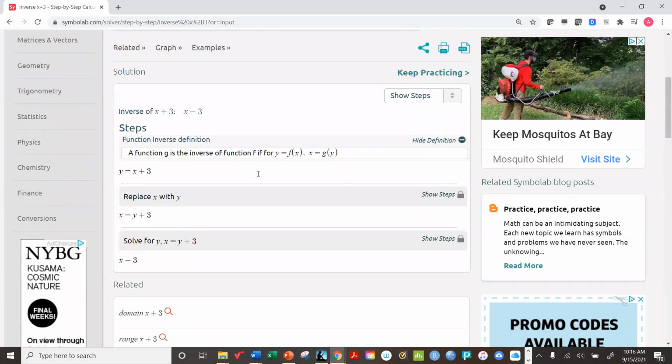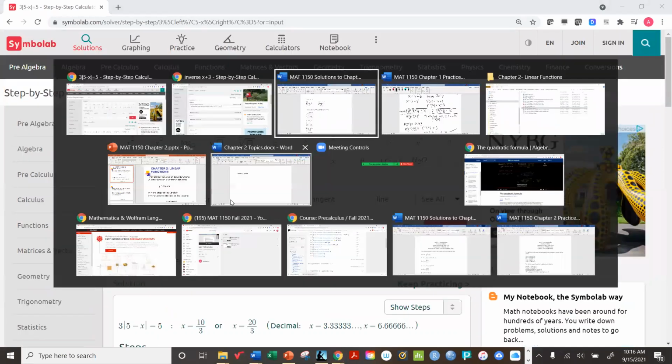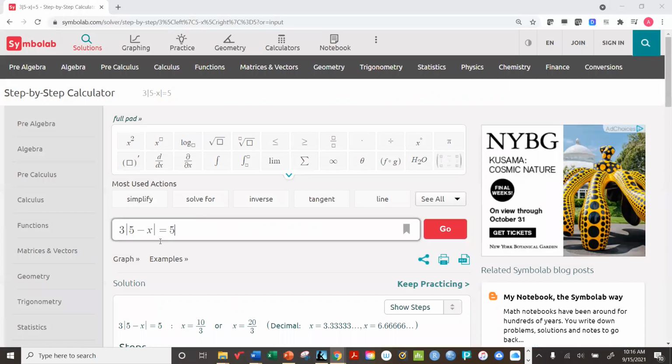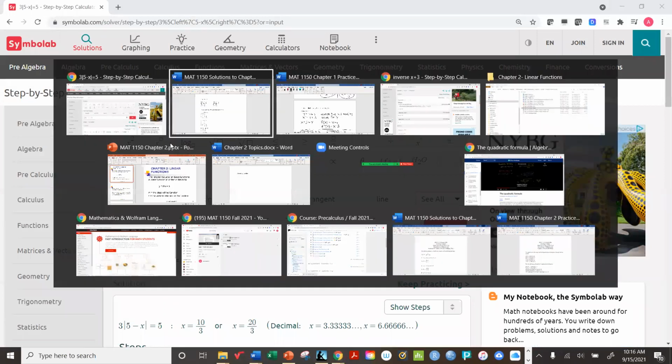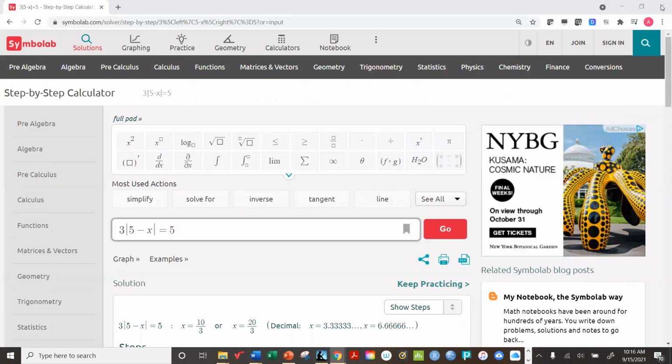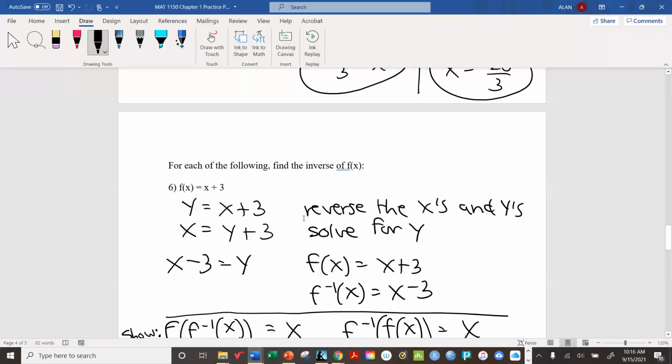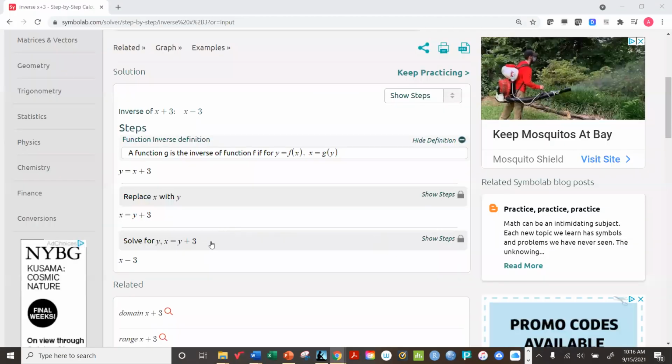And oh, here they're even giving us some of the steps. They're saying that if we rewrite f of x as x plus 3, y equals x plus 3, which we did, then the big step is, oh, wait a minute, that's not the right one. I'm going to get rid of this one. Here we go. Then the next step is to literally, as I said, replace x with y. And then solve for y. Wow, it's being very helpful this time. All right, so reverse the x's and y's, solve for y, and you're done.